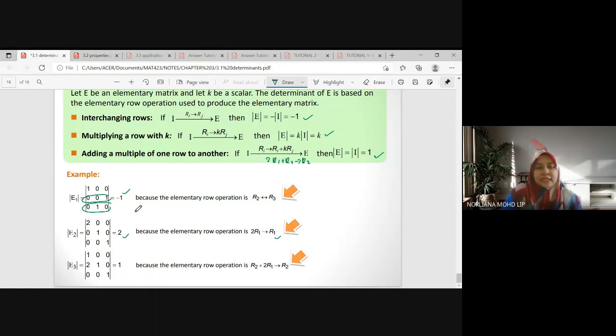Ini sebenarnya daripada I to E lah kat sini. I to E kan. 1 0 0 0 1 0 0 0 1. So it involve 2 row 1 kan, transform into row 1. 2 0 0 0 1 0 0 0 1. So it's equal to E2. E2 is equal to, we follow the skala lah, this skala is equal to 2.